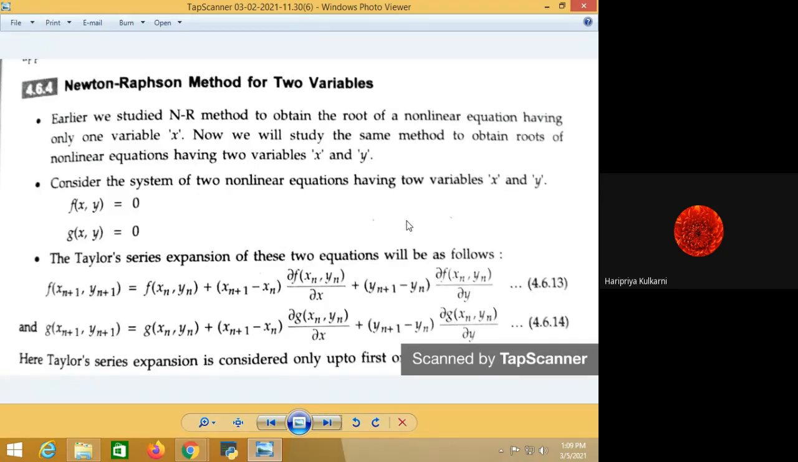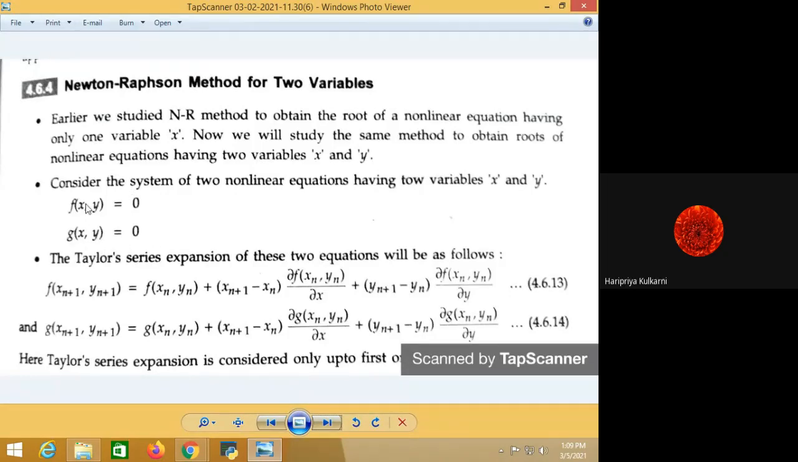Now suppose we have two terms, f of x and y. So we need to have two equations to get the solution. Okay, so we can get the root of nonlinear equations having two variables, say x and y. So we can solve it with the help of Newton-Raphson method for two variables. So we have to consider the nonlinear equations having two variables x and y in such a way that, let us say, f of x y equal to 0 is our first equation and g of x y equal to 0 is our second equation.